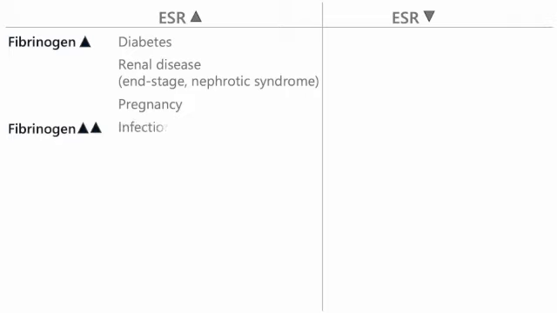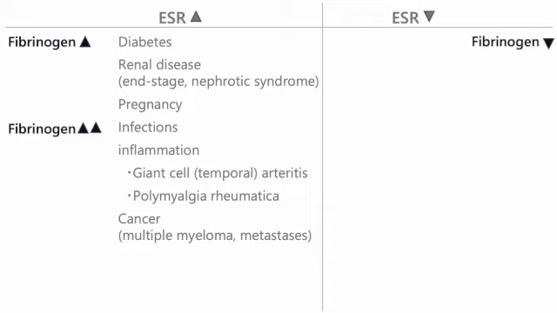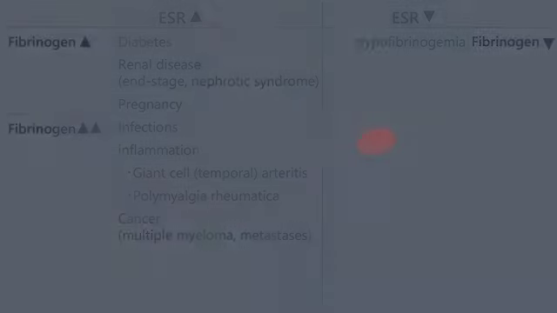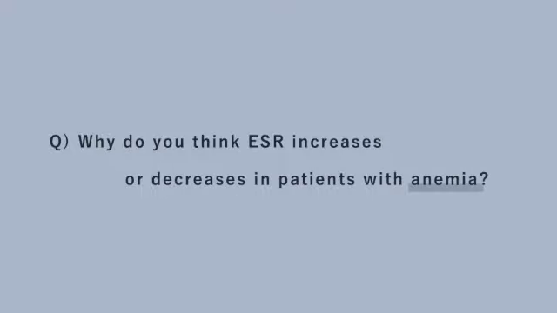First, there might be an infection brewing in your body. Second, you could be experiencing inflammation, which could point to conditions like giant cell arteritis, polymyalgia rheumatica. And third, it could even be a signal of cancer, such as multiple myeloma or metastasis. On the other hand, if something decreases fibrinogen levels, your ESR might drop. Now, let's focus on anemia. Why do you think ESR increases or decreases in patients with anemia?